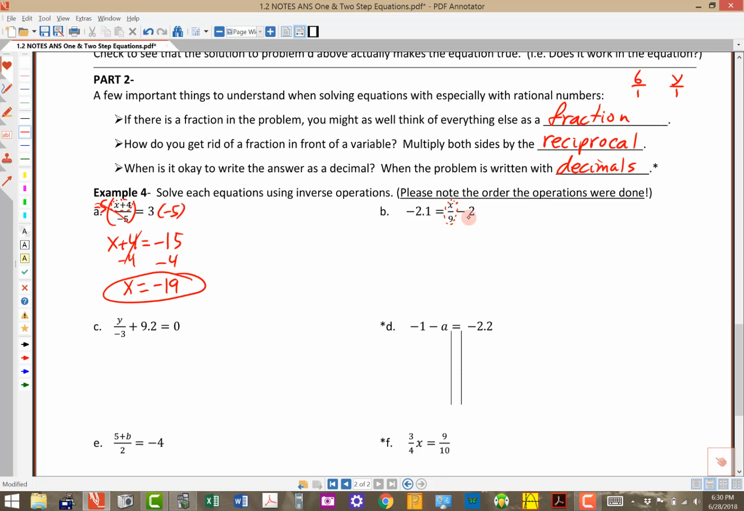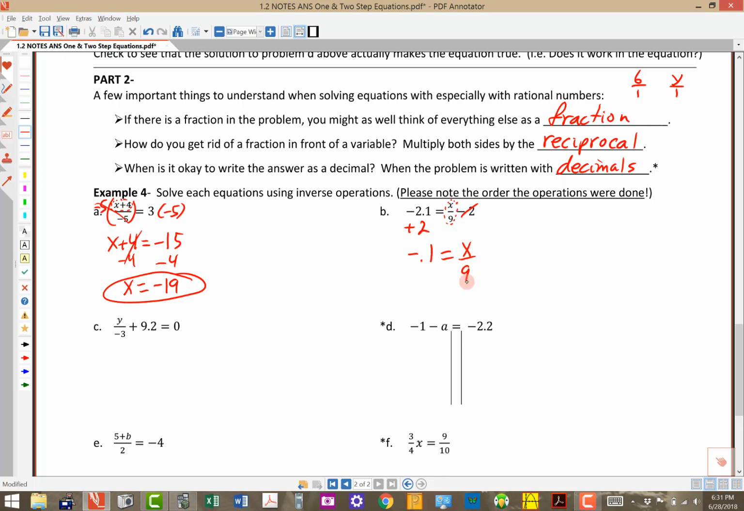And what we want to get rid of is the subtracting 2. So of course we're going to add 2 to both sides. I'm going to go ahead and cross that off. This is going to give me, well, let's see, negative 2.1 plus 2 is negative 0.1. Then over on this side, we have x over 9.